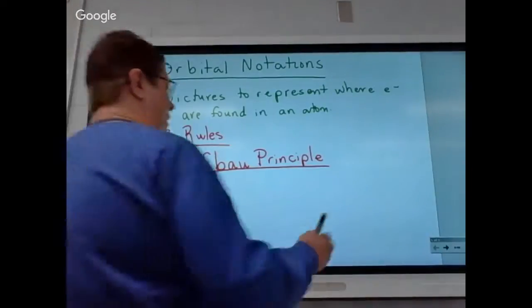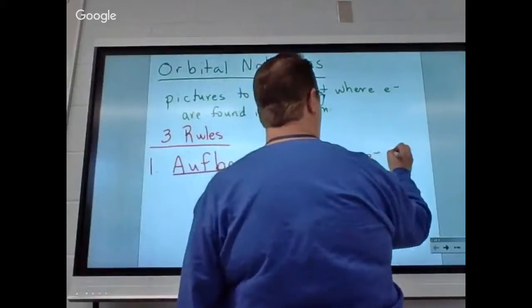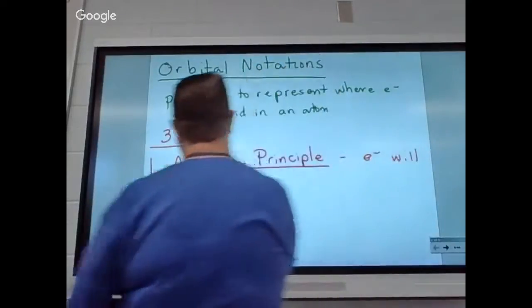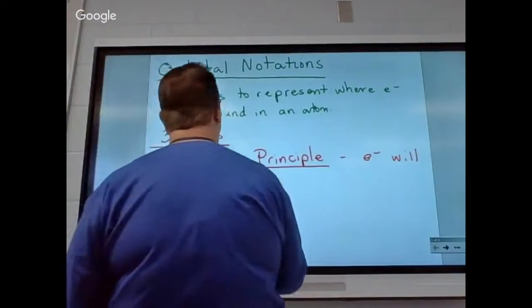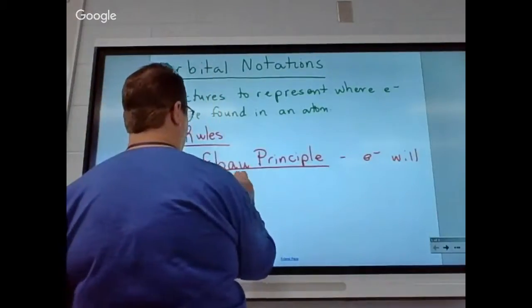All right. So what does Aufbau say? He says that electrons will fill the lowest energy levels possible.